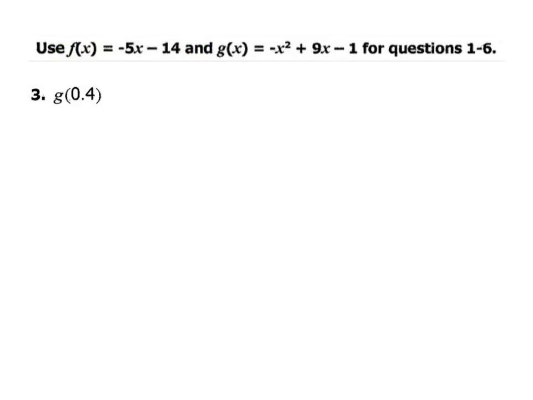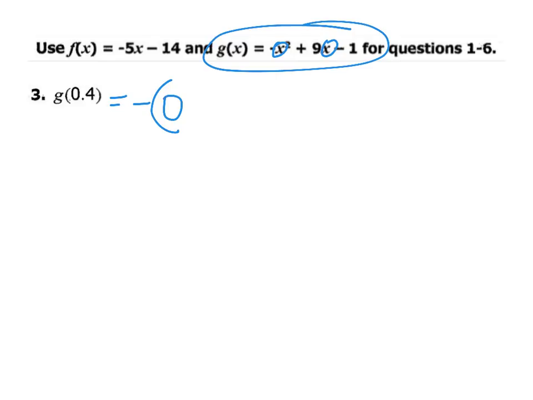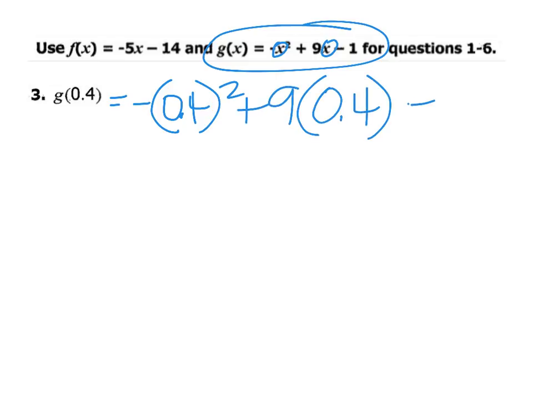So number 3, we're looking for g of 0.4. Since it says g of, we're going to use our g function. What we're going to do is plug in 0.4 every time we see an x into this function. So g of 0.4 equals negative, and we plug it in using parentheses always, especially when we've got those exponents and negative signs, squared plus 9 times 0.4 minus 1.